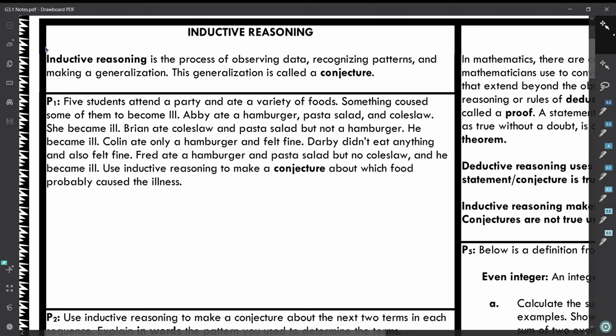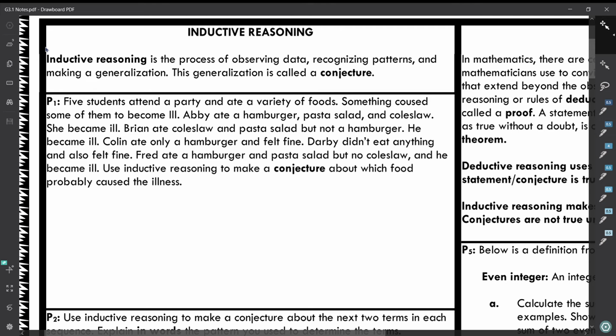Alright, so basically, like I said, inductive reasoning, we're taking data and patterns and observing them and making some generalization for like all statements, right? Not just specific numbers that we might see in math. Okay, let's look at some problems now.